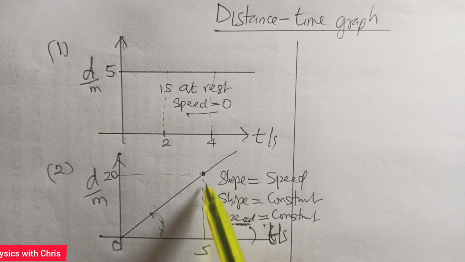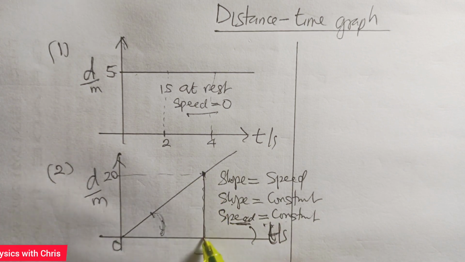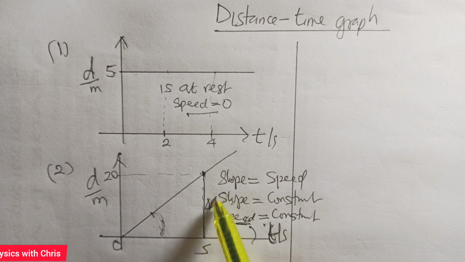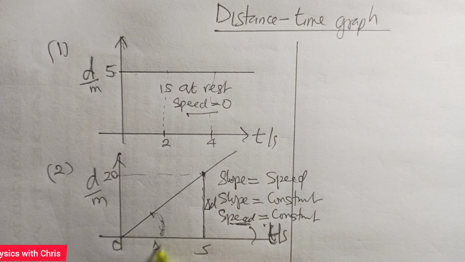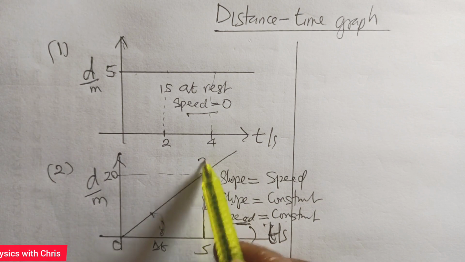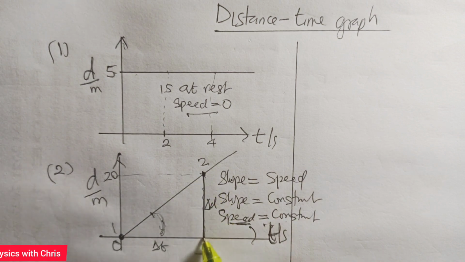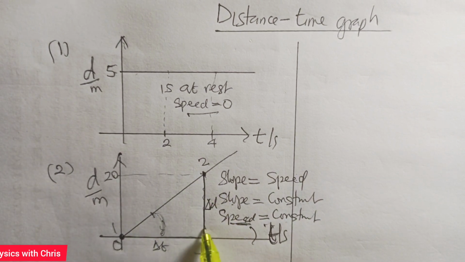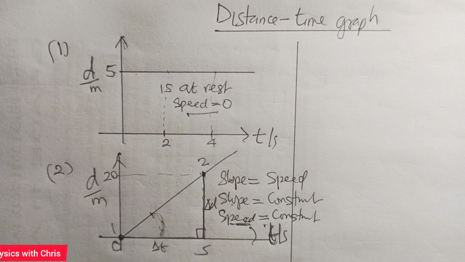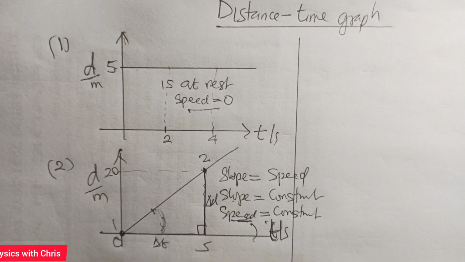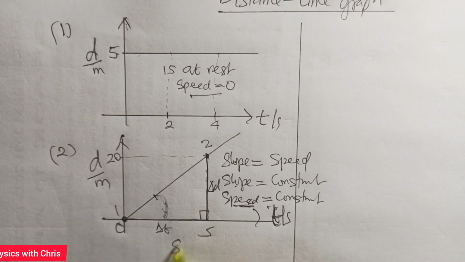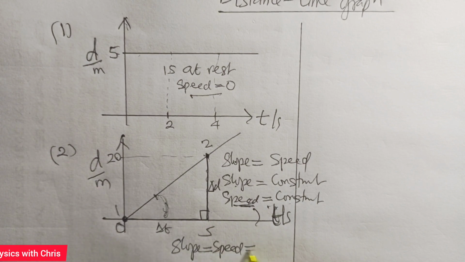of the graph is defined by the change in the vertical parameter, that is change in distance over change in time. You can decide to use 2 points. This is point 2. I can call this origin point 1. And then I draw a slope triangle like this. It's a right angle triangle, and I can use my right angle triangle to calculate the slope of this graph. So the slope, which is equal to the speed of the body, is given as change in distance over change in time.